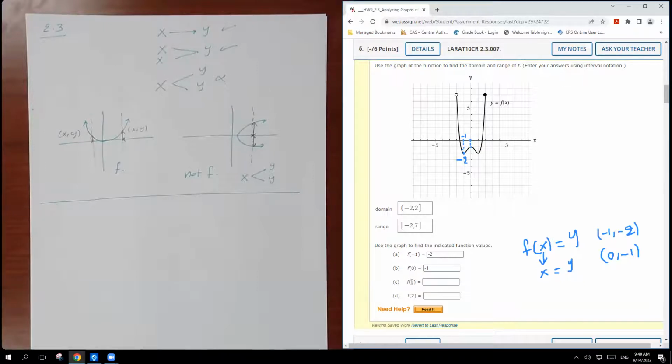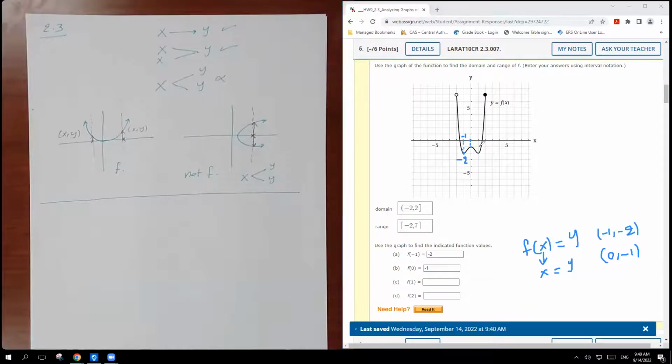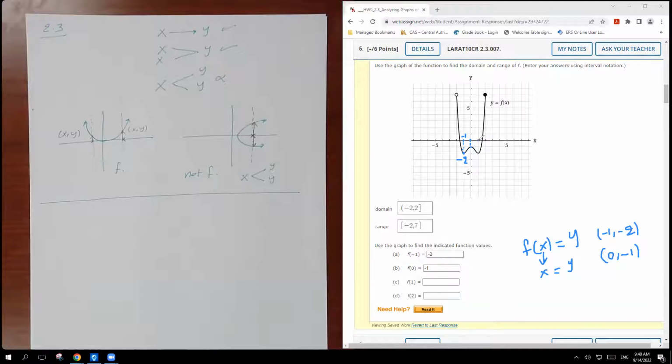f of 1. That means now x is 1. So let's find out. Where is x equal 1? Here is x equal 1. How much is the y? I'm not going to go up because there is no graph here. I need to go down. Here is -2. That means when x equals 1, y equals -2, which is fine. So we're going to put -2 here.